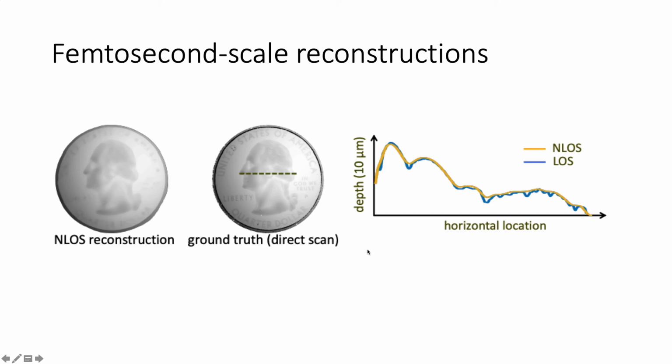We place a coin at a distance of 10 millimeters from the visible surface and collect the transient measurements on an area of about 40 millimeters by 40 millimeters at a 1 million pixel grid of points. We can see that the reconstructed details are in close agreement with the ground truth measured directly in the line of sight.